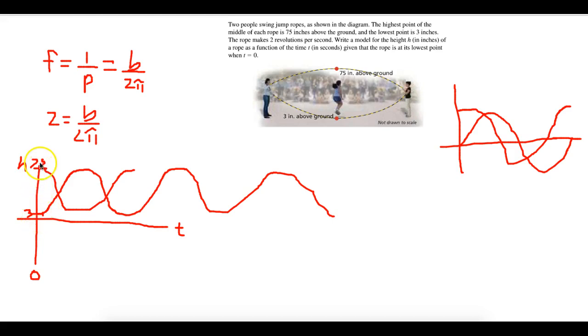Instead of starting at the maximum point and ending one cycle at the maximum point, we're going to start at the minimum point, go up to the max, and go back down to the minimum. So we're actually going to model this using a reflected cosine function. And to get a reflection, all that means is that we have a negative a value. We just put a negative in front of this.